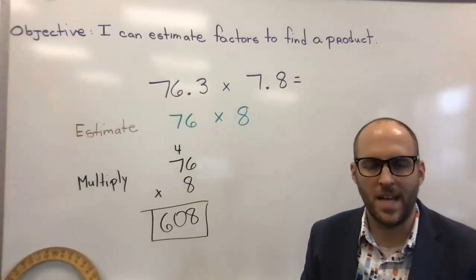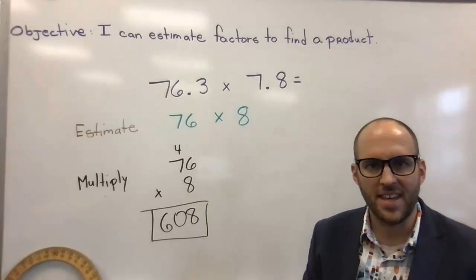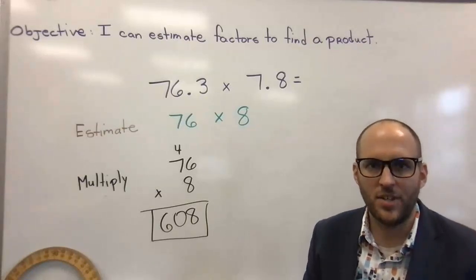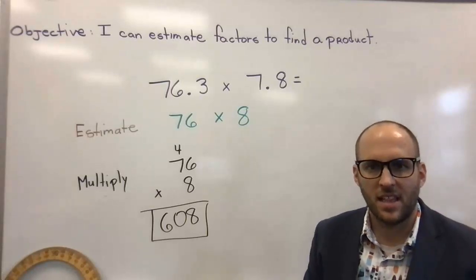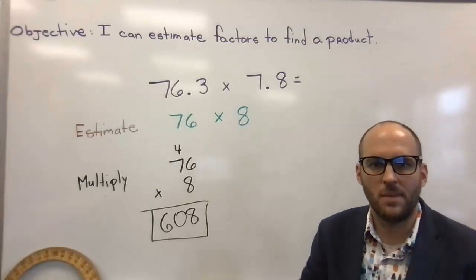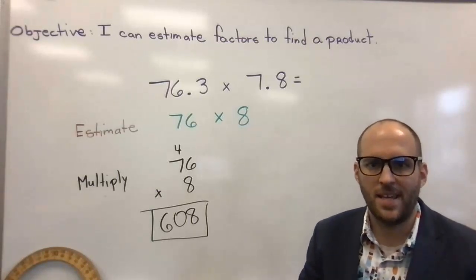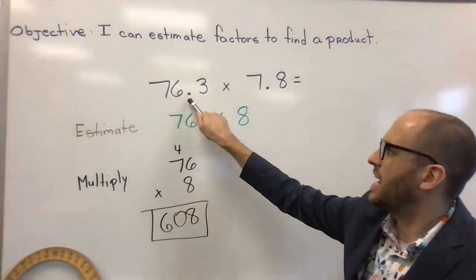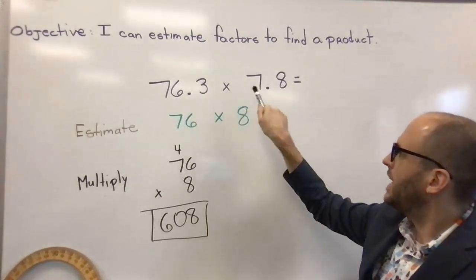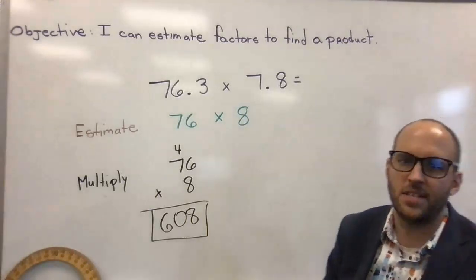It's I, Professor Pandemic, fresh out of the attic and back in school to teach you about estimating factors to find a product. In this lesson, we're going to be talking about how to estimate decimals in order to come up with an estimate for your product. So here we have two numbers, 76 and 3/10, multiplied by 7 and 8/10.